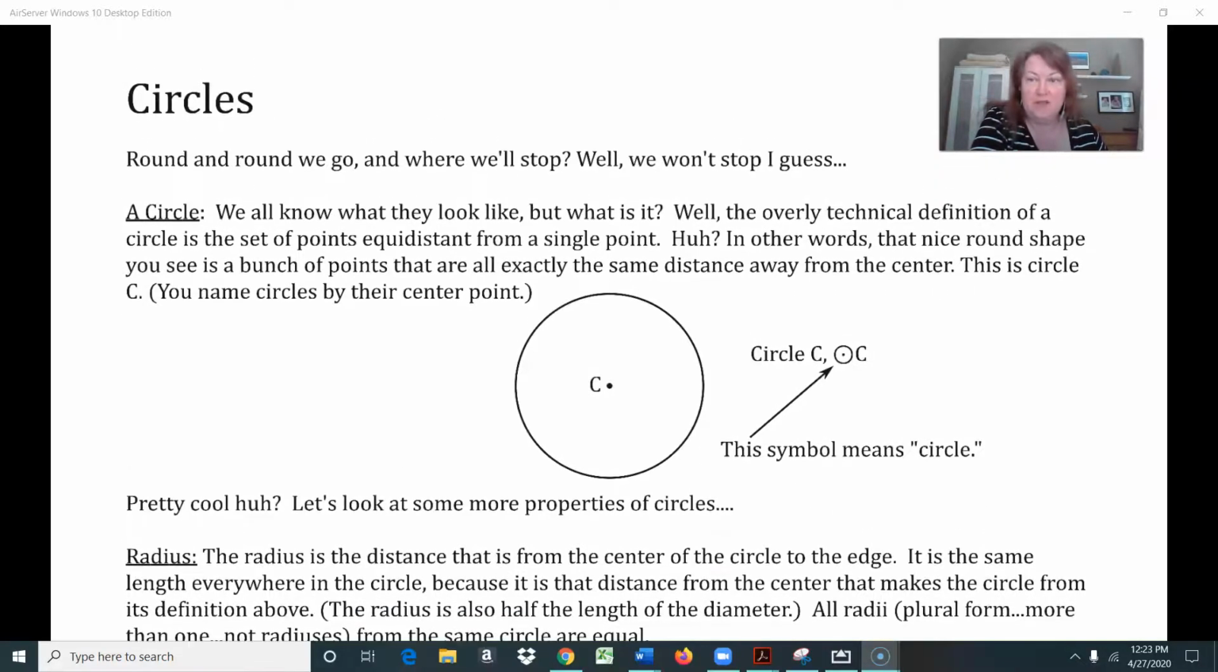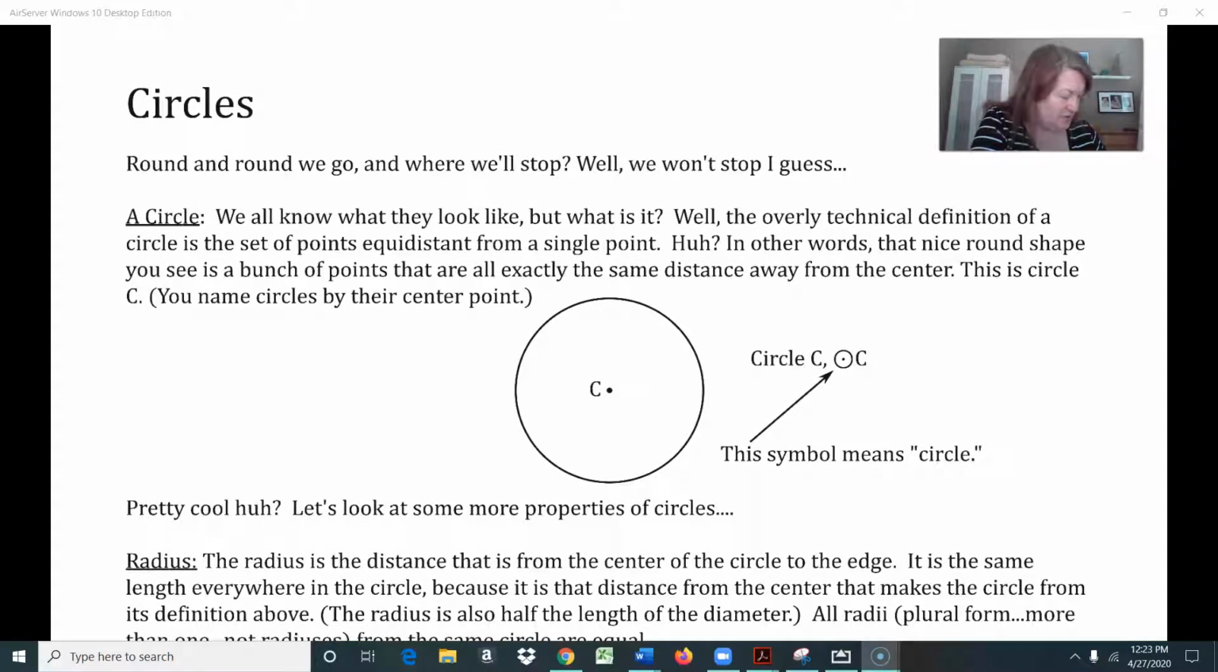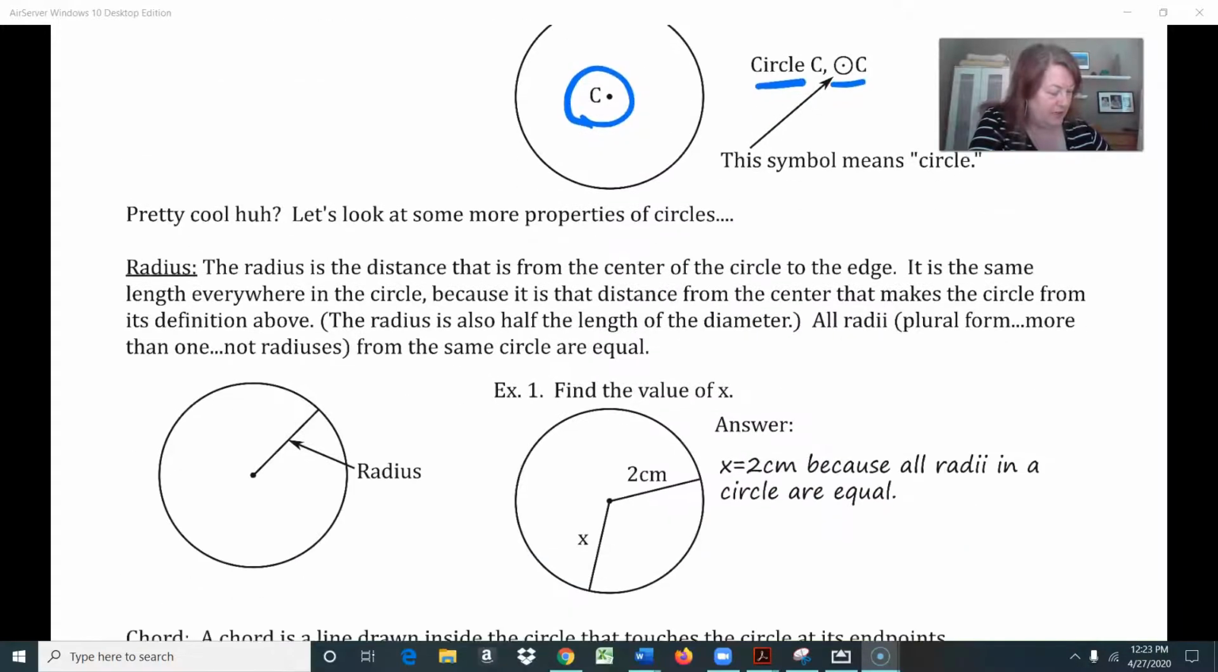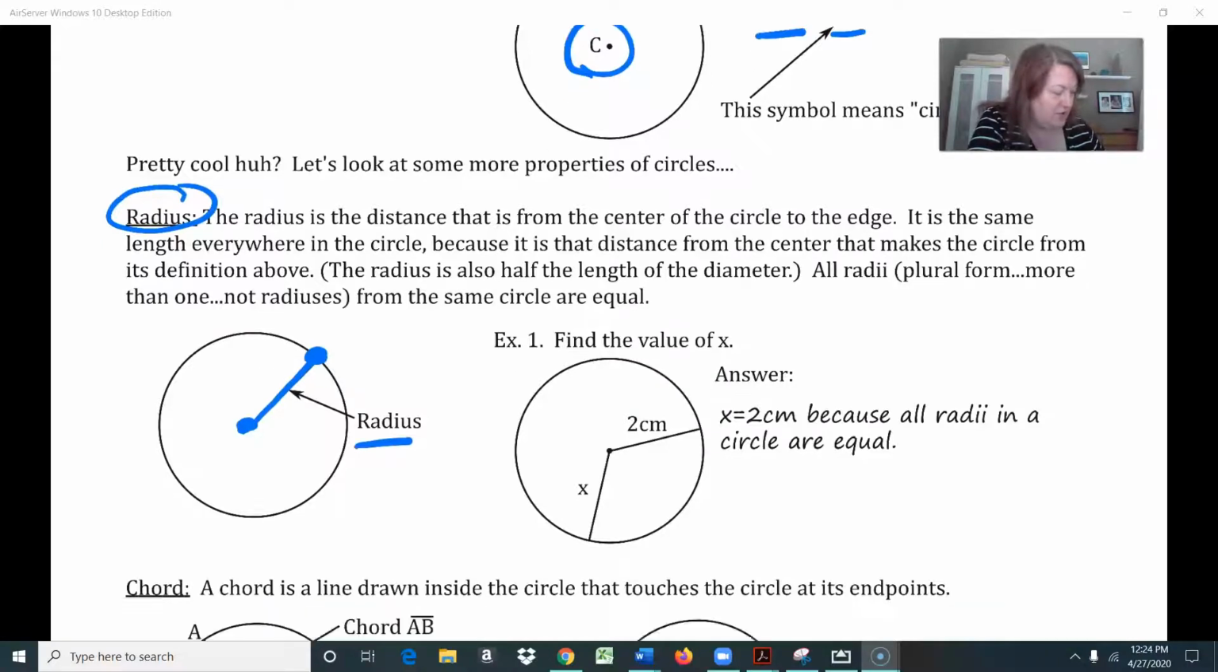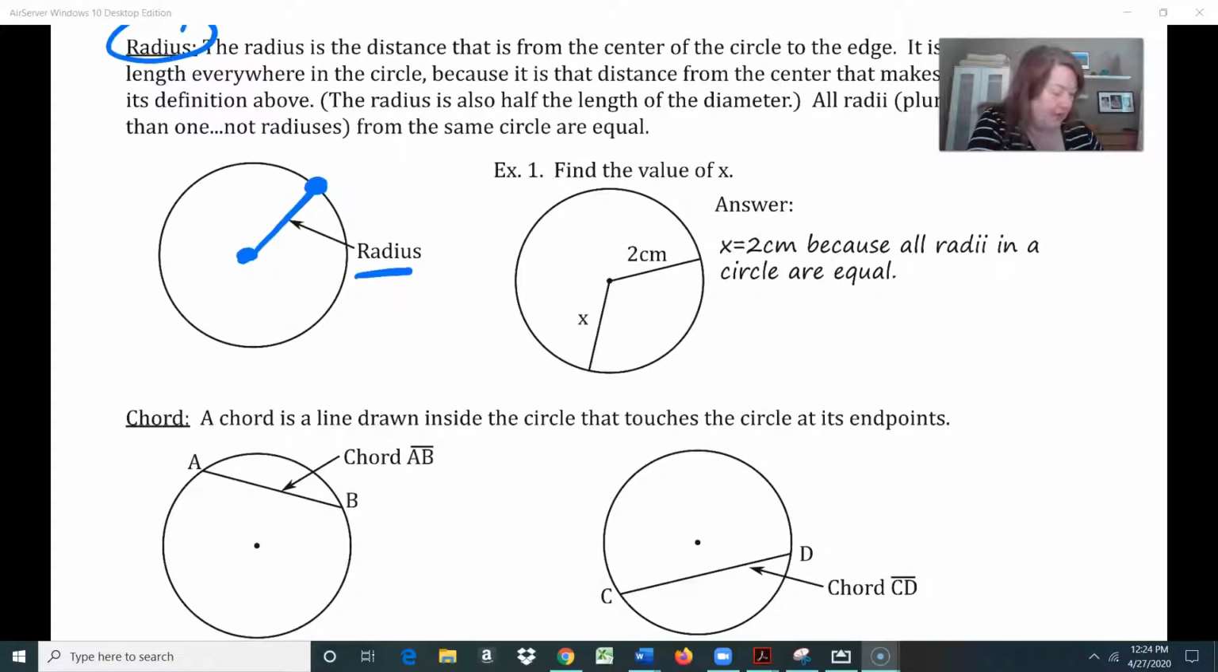For example, we know that the circle is named by its center. So you could either call it circle C or you can use this little symbol for circle. Okay, so we already know that. We also already know about radius. That radius is the distance from the center to any outside edge of the circle itself, and that is a radius. So if they show us one radius, we know every radius in that circle is going to be exactly the same. So if this radius is 2, then x has to be equal to 2 because radii are always the same in the same circle.